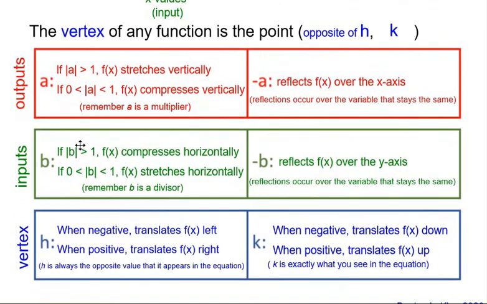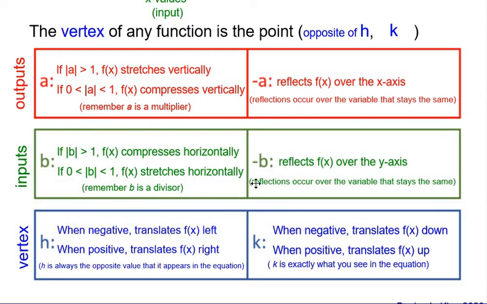Okay? So b is similar to a in terms of looking at the absolute value of its value, but it will compress because it's a divisor. Remember, a is a multiplier, but b is a divisor. So what that means is that if b is 2, it's going to divide all the inputs by 2, making them half their size. That's why it's a compression. But if I divide by a b that's between 0 and 1, if I divide by a half, that would reciprocate and then multiply, making it a stretch.